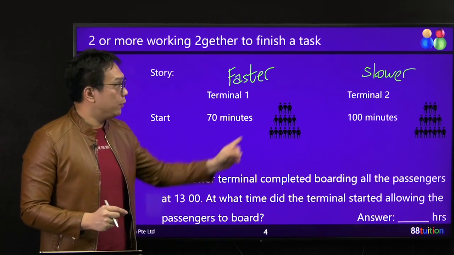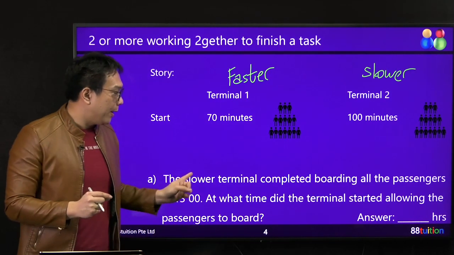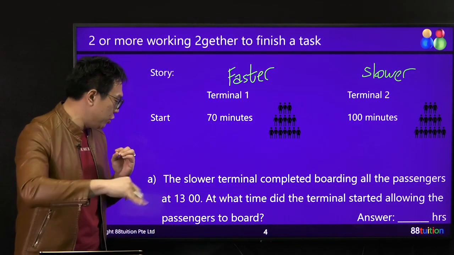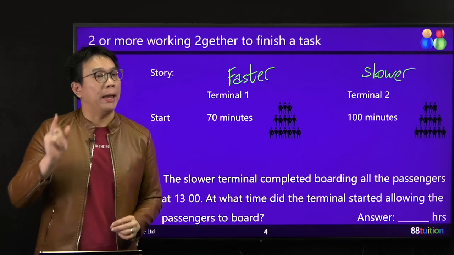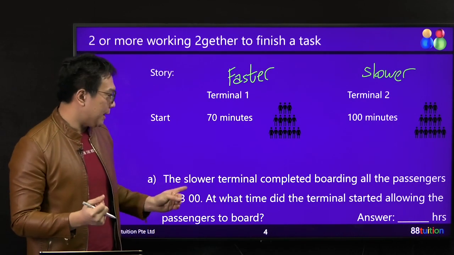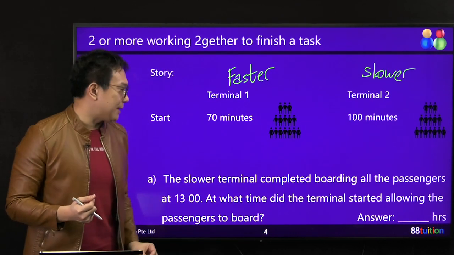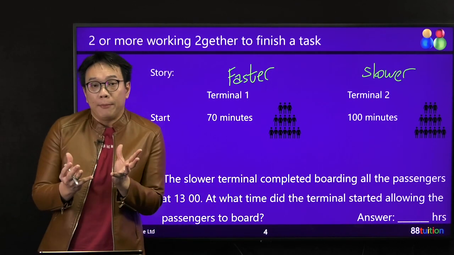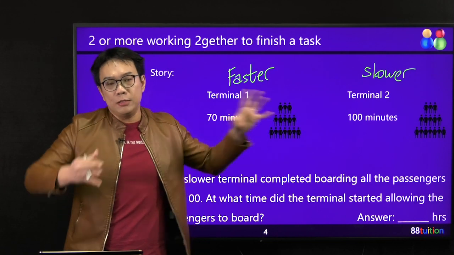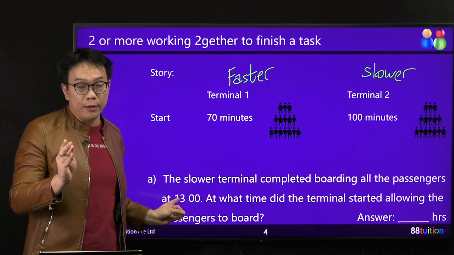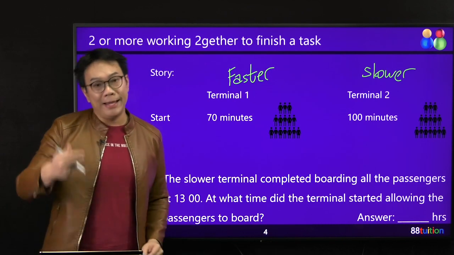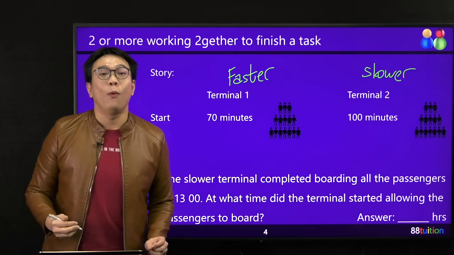The slower terminal, which is terminal 2, completed boarding all the passengers at 1 p.m., at 1300. So everybody goes up the plane at 1 p.m. At what time did the terminal start allowing the passengers to board? It takes 100 minutes to clear the passengers, so the clearing ends at 1 o'clock already. What time did they start? Yes, you must minus away 100 minutes.